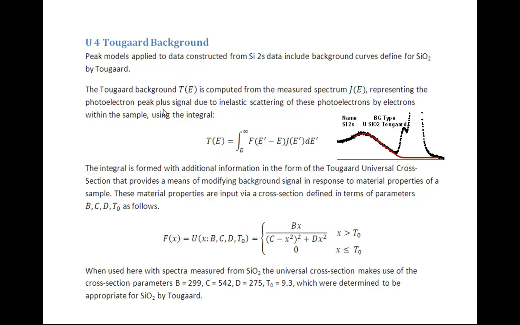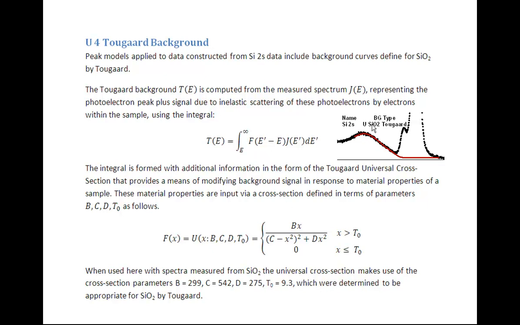So if we look at a Tougaard background calculation, this is based on an integral of this form, where a cross-section, which has a functional form that we see here, is convoluted with the data using an integral from E to infinity to produce a background value at each energy which responds to the photoemission signal in the peak.